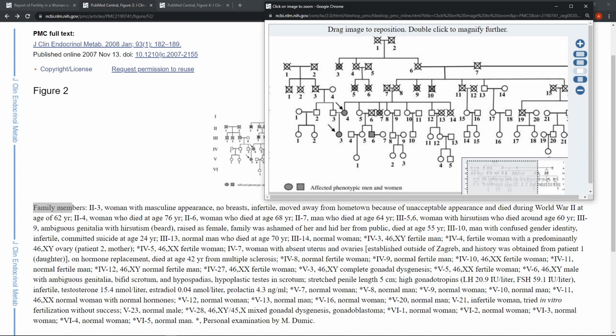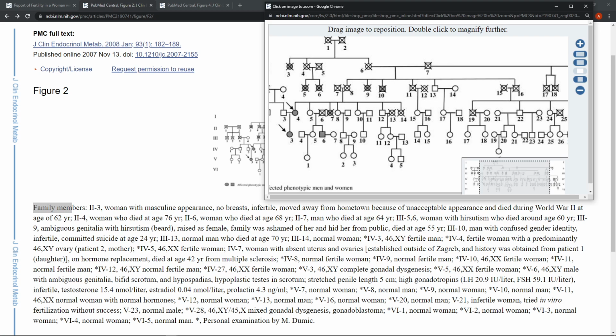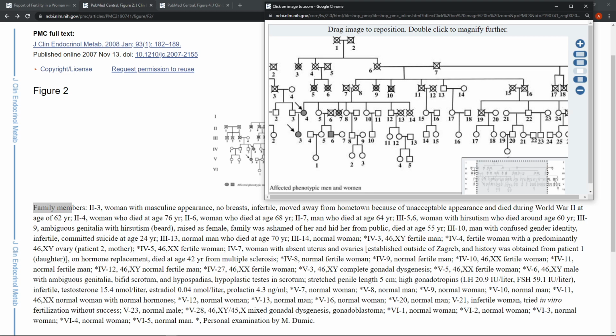3-9. So this is in generation 3, person 9. This is a daughter of this pair, which were very prolific. Presented with the phenotype: ambiguous genitalia with hirsutism, a beard, was raised as female. The family was ashamed of her and hid her from public. Died at age 55. Tragic. This is a person we would call today intersex. I'm quite confident in saying that much.